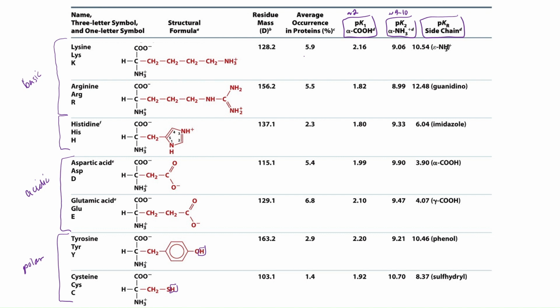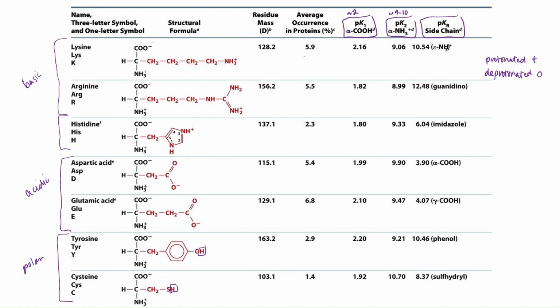And these side chains, depending on whether we're above or below the pKa, will affect what charge they have when they're protonated or deprotonated. So for our basic amino acids, when they're protonated, they have a positive charge. When they're deprotonated, they have a neutral charge.